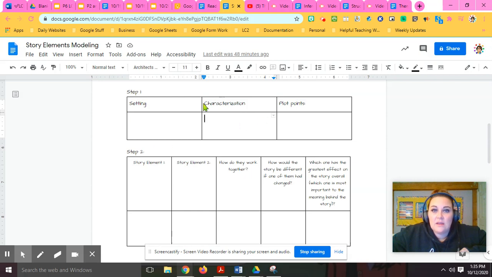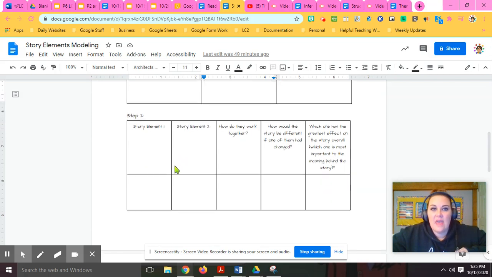Okay, so to summarize what I need to do, I need to be able to identify the setting, characterization using the STEAL method, right? The speech, thoughts, effects on others, actions, and looks. And then my plot points are the major things that are happening. Setting again, sorry, I skipped it. Setting is when and where something takes place.